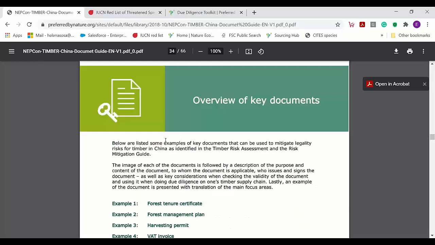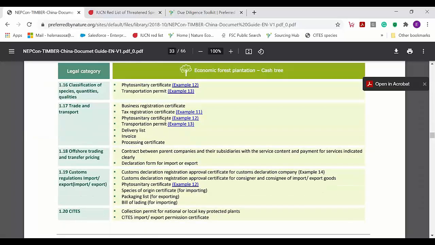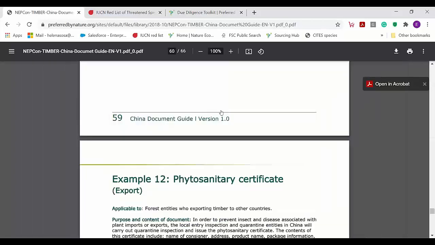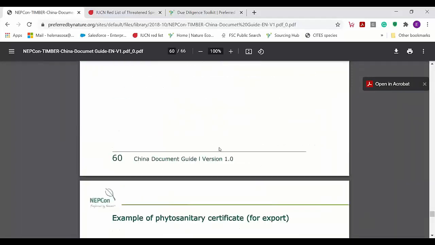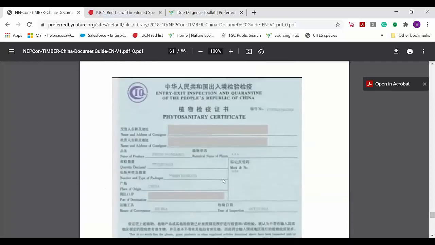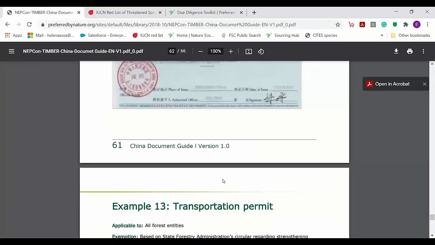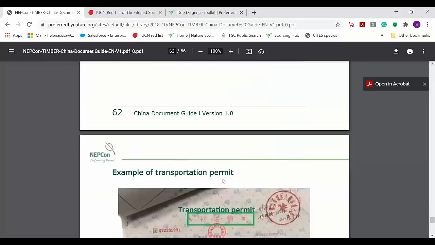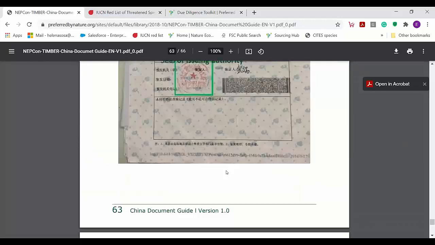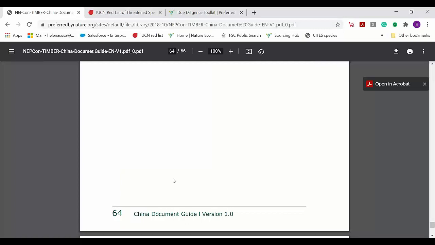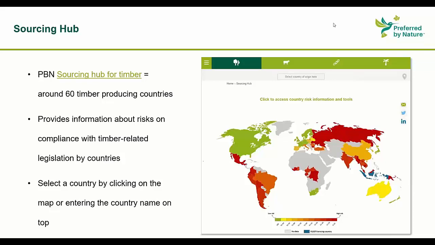So again, China is a very complete example and it's going to help you with all this. What is a phytosanitary certificate? Well, let's look at how it would look and what we need to look at. It would look something like this. Okay, transportation permit, etc. So all these resources, as I said, are out there for you to use. And it's just a website, so very, very easy to access. And I'm back to the main presentation.